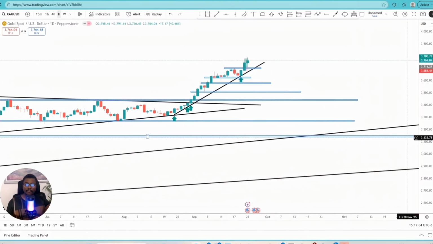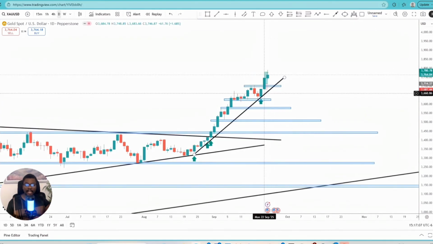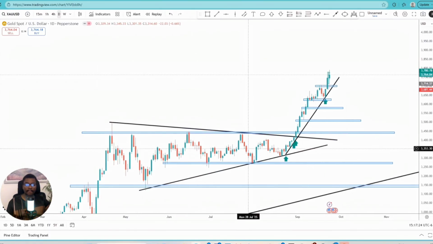Going down to the daily time frame, again, we can see the last few days has been strongly bullish, with price breaking through the previous high around the 3700 level. Also, if we look at the trend line as well, we can see that price is still continuously in an uptrend, especially after breaking through this triangular pattern over there.